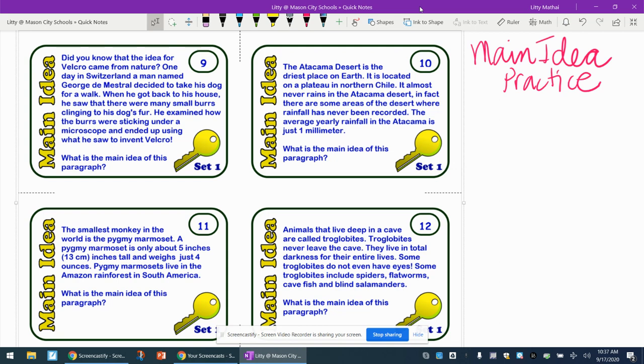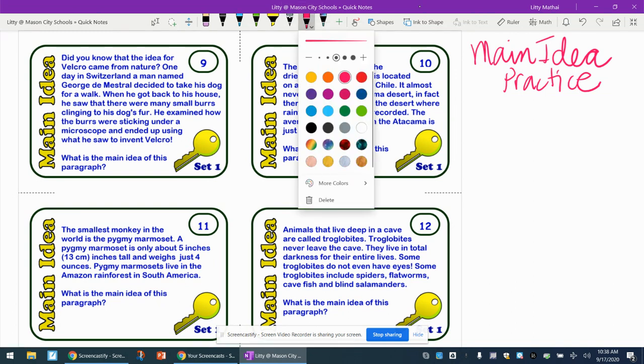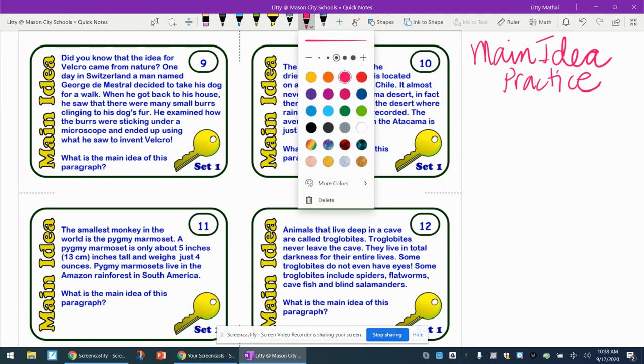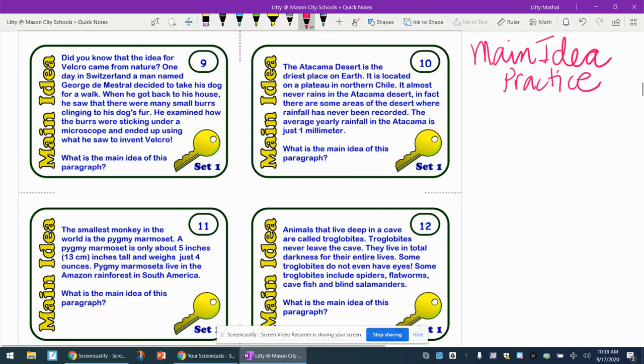Hi everyone, we are going to do some main idea practice in your reader's notebook. So I do need you to get your notebook and you're going to practice with me as I model for you how to do it. And then I'm going to have you do some of this work on your own, just like if we were in school. It would be the same way that I'm going to show you and then you're going to do it as well. So here we go.